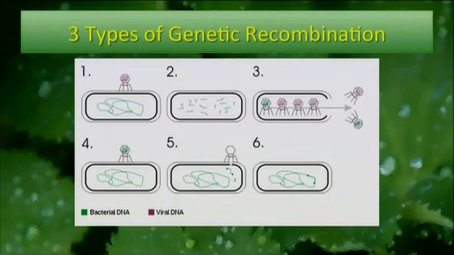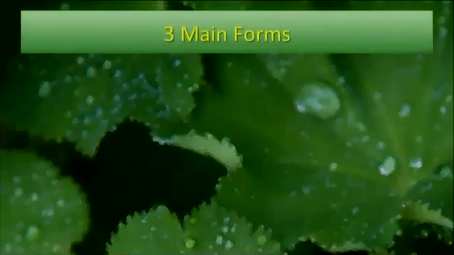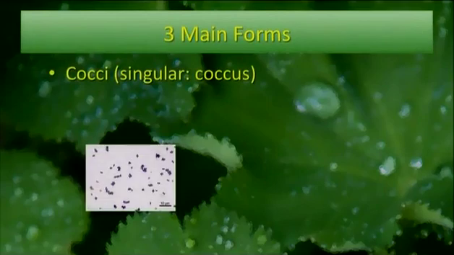So we have conjugation, we have transformation, we have transduction. Now there are three main forms of bacterial cells in terms of their shape. You have the cocci type, singular coccus, and these generally are spherical kind of singular cells.